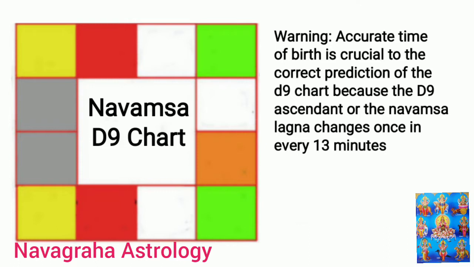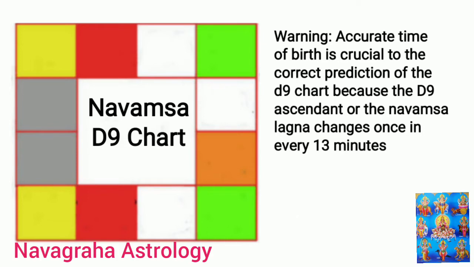Whenever you try to analyze the D9 chart, you have to verify the birth time. That's because the D9 ascendant or the Navamsha Lagna changes once in every 13 minutes. You can verify the accuracy of a person's birth time by analyzing his or her talents and weaknesses. If you find that the person's talents and weaknesses are matching with the D9 chart, then you can be confident that the person's D9 ascendant is accurate.